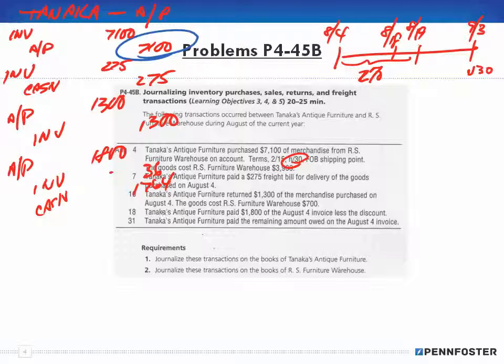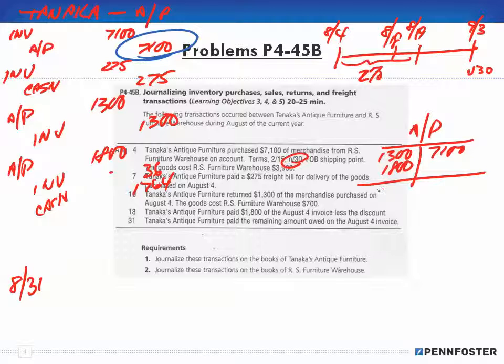Now, from the last entry, it says on 8/31, Tanaka's paid the remaining amount owed on the August 4th invoice. So we have to look at our accounts payable and see what we have in that account. Originally I had 7,100, and then I look at my previous entries. I have a debit for 1,300, and also a debit for 1,800, which is 3,100 on the debit side and 7,100 on the credit side. So the difference between the two is 4,000. So I'm going to pay off the accounts payable for 4,000.